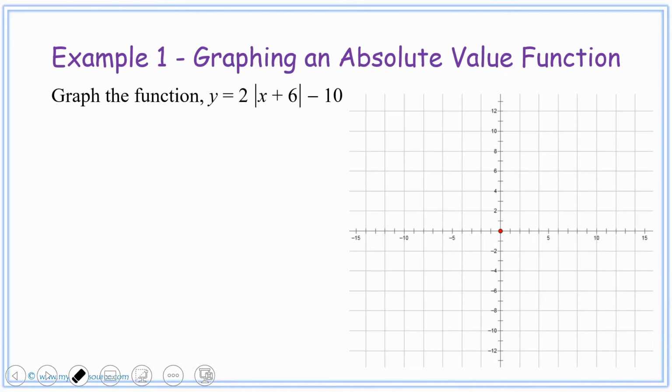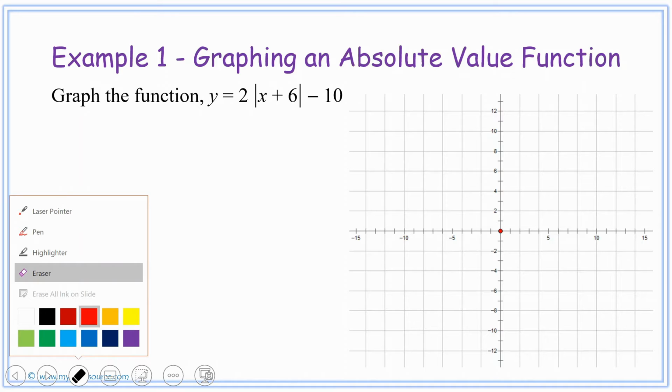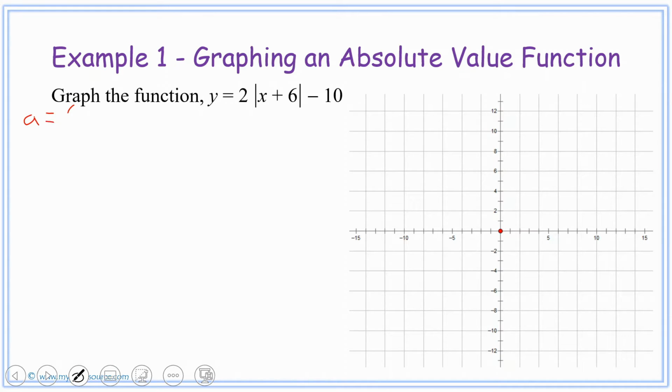That's the vertex. All right, so now let's use all of that knowledge to graph an absolute value function. So first of all, you want to know what your a is. So if your a is 2, your h, which is the x value of your vertex, remember it switches the sign to negative 6, and then our k is negative 10. So the vertex is (−6, −10).